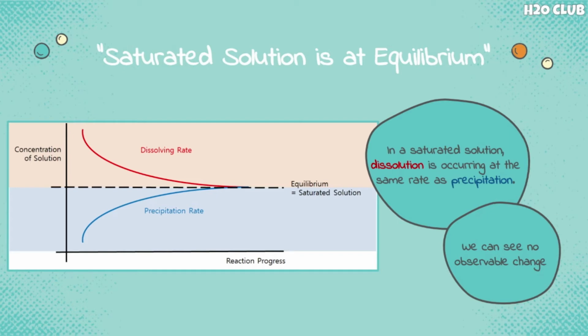As seen in the graph, in a saturated solution, dissolution occurs at the same rate as precipitation, and this is called equilibrium. Since the dissolving rate equals the precipitation rate, we cannot see any observable changes.